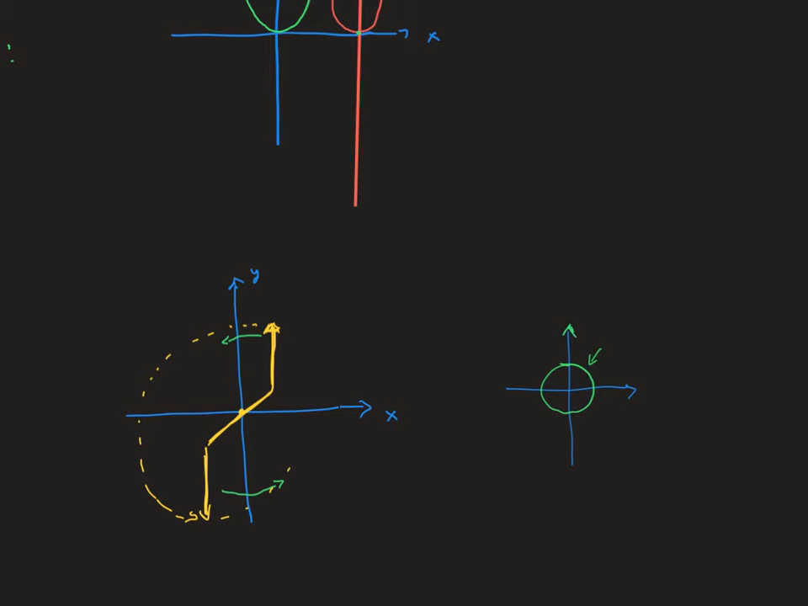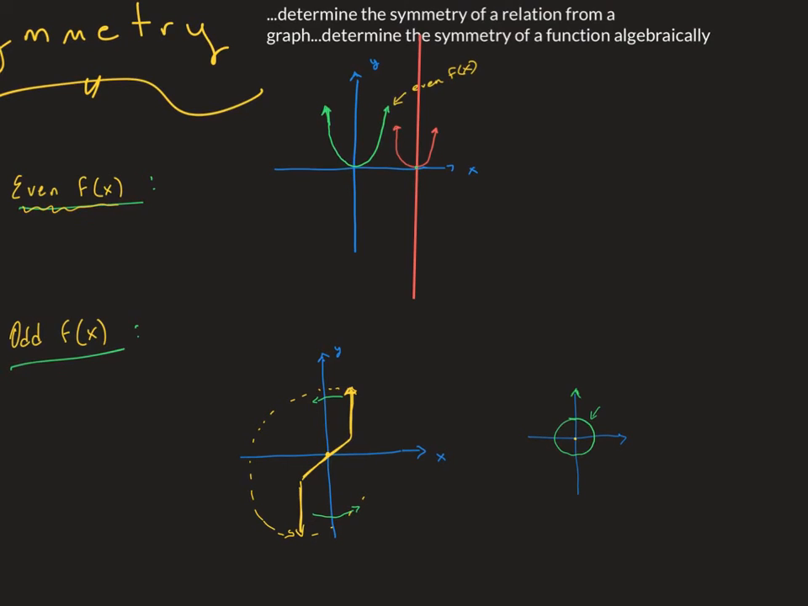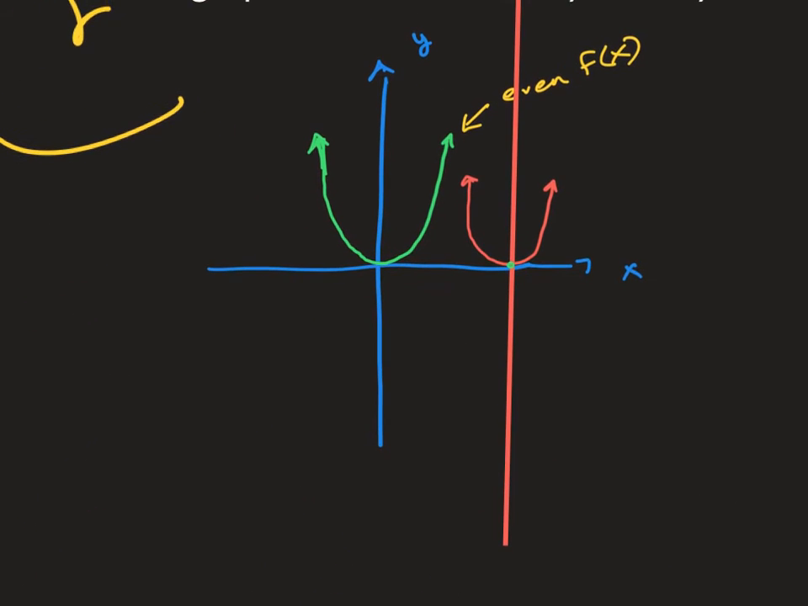It appears to be even because it is symmetric about the y-axis, but it also appears to be odd because it is symmetric about the origin. So just looking at that, and then looking at it algebraically. Well, algebraically, parabolas. What do I know about these 2 points right here?